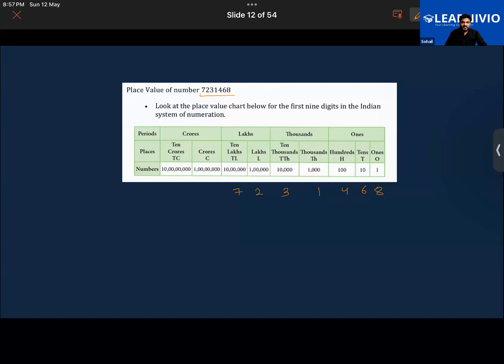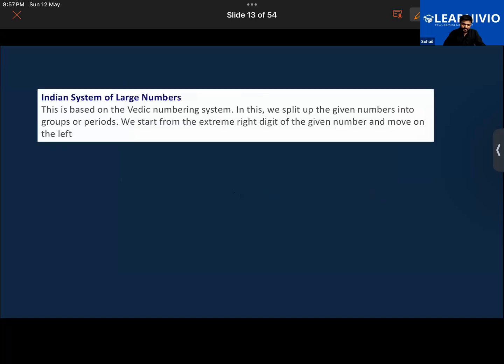Okay, now you can look over here. There are different periods also. You have different periods like this one, this one, this one, and this one. There are a total of 4 periods, which we have discussed earlier also. So you have a chart called the Indian numeral system, the Indian system of large numbers, and this is based on the Vedic numbering system. You guys have heard of the Vedic numbering system or not?